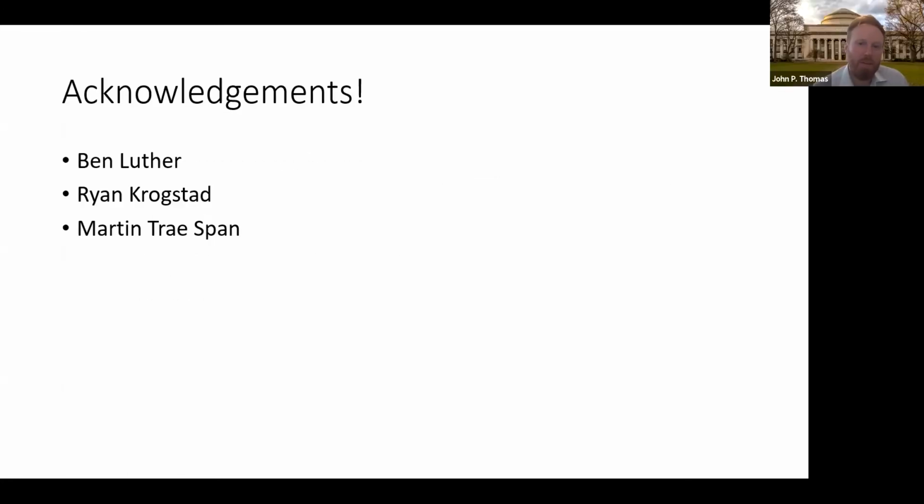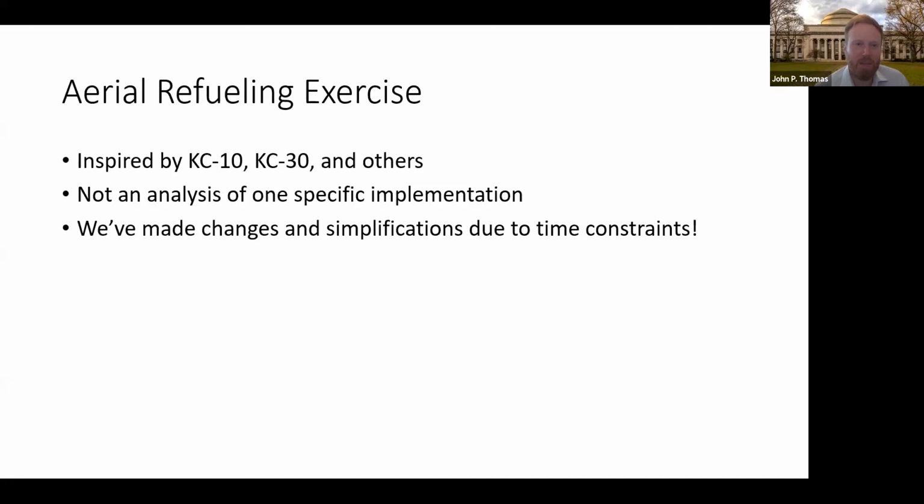I have some acknowledgments, some people that inspired this exercise. There are lots of aircraft that do aerial refueling. A couple of them are KC-10 and KC-30. To be clear, this is not an analysis of one of those aircraft. There are lots of changes and simplifications due to time constraints. It's just inspired by history and things that we've learned about aerial refueling.